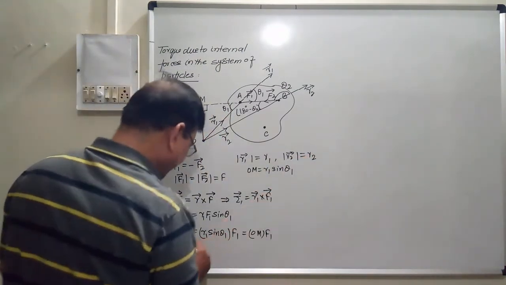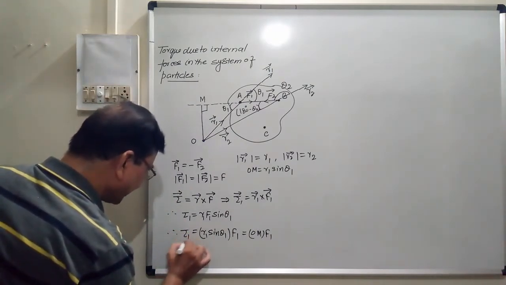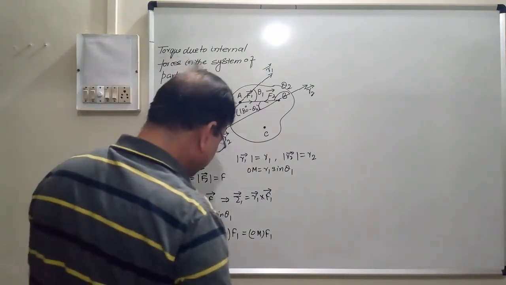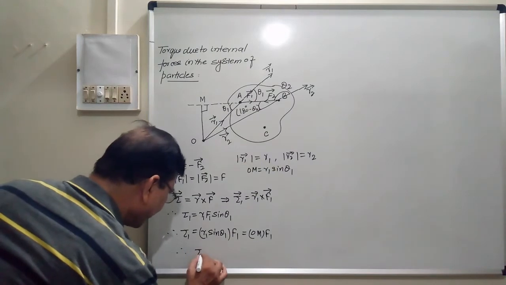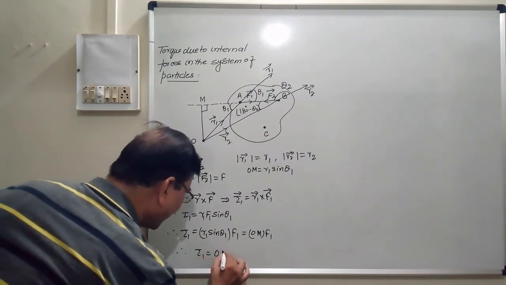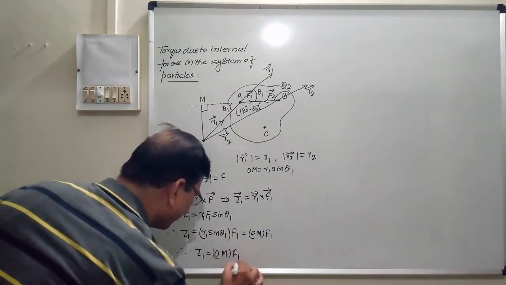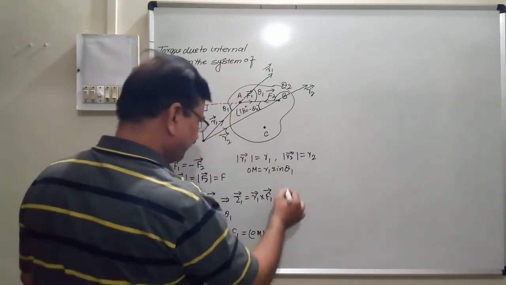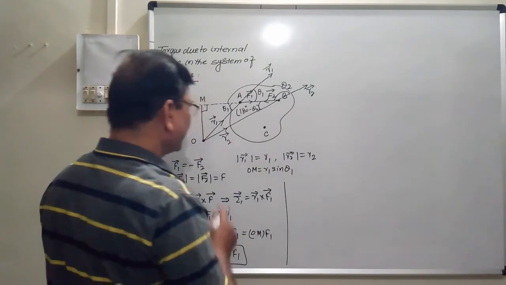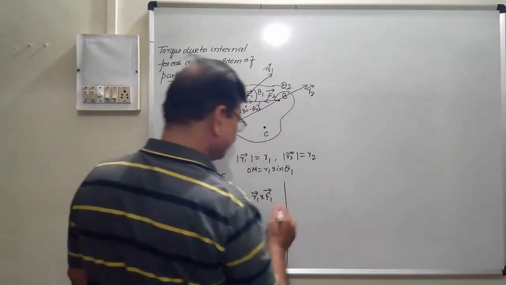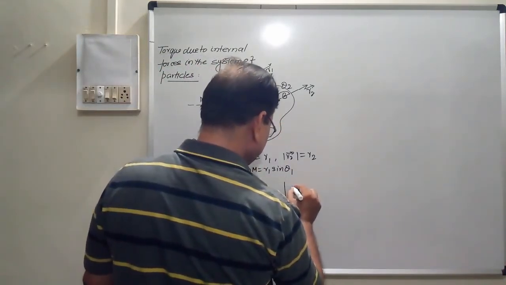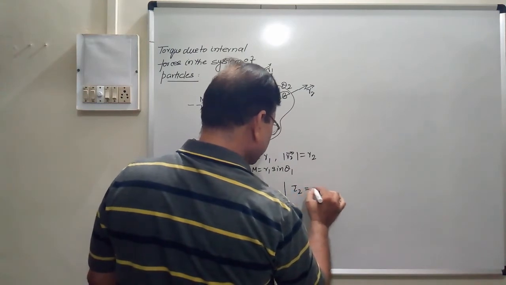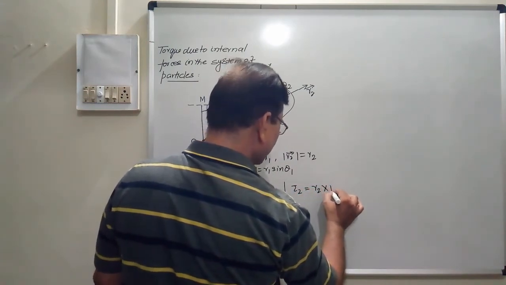This is for tau 1, magnitude of this, therefore tau 1 is equal to OM into F1. First we got torque due to F1. Now torque due to F2, that is tau 2 is equal to R2 cross F2.